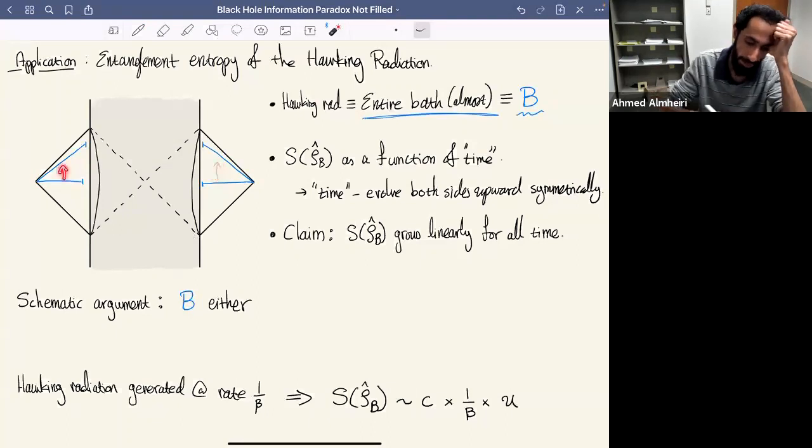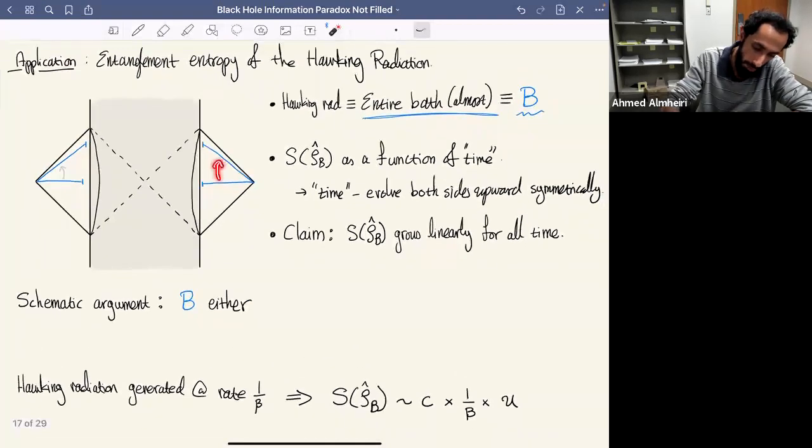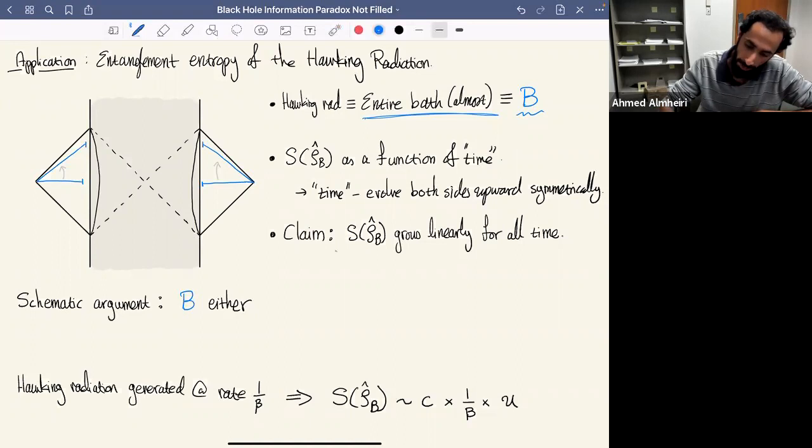And by time here, there are many notions of time in this spacetime. By time here, I'm going to consider the one where I evolve both sides upwards in a symmetric way. I could have chosen a time which goes like this, but that's a symmetry of the spacetime, and also of the quantum state, and so the entropy won't change under that kind of time evolution. The claim is that the entropy will grow linearly for all time.